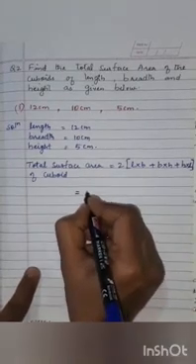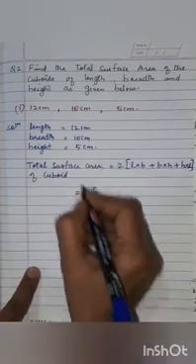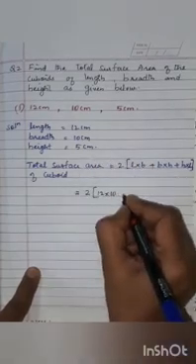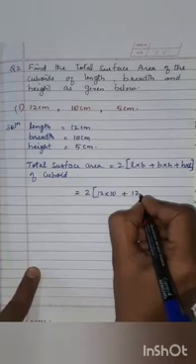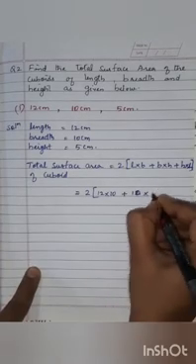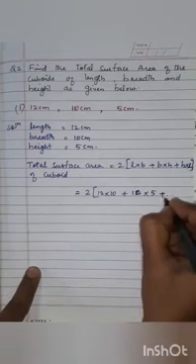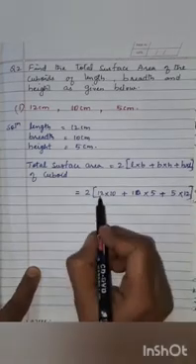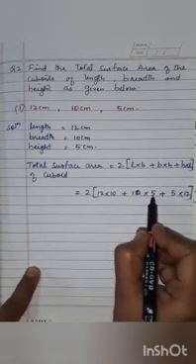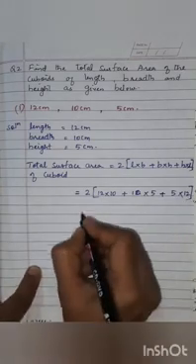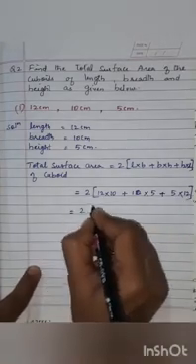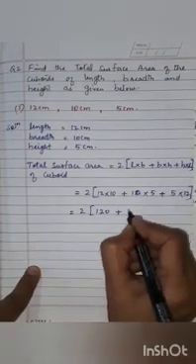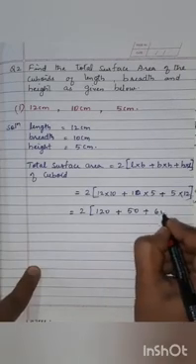So that is equal to 2 bracket. What is length, children? Length is 12 multiplied by breadth is 10, plus breadth is now 10 multiplied by height is 5, plus again height is 5 multiplied by length is 12. Okay, length multiplied by breadth plus breadth multiplied by height plus height multiplied by length. Now next step is what, children? Again it is equal to 2 bracket, 12 times 10 is how much? 120, plus 10 times 5 is 50, plus 5 times 12 is 60.